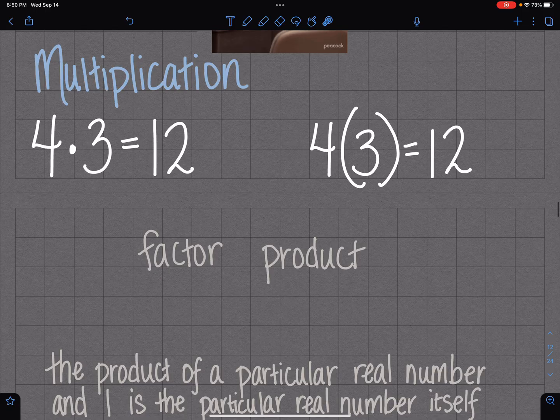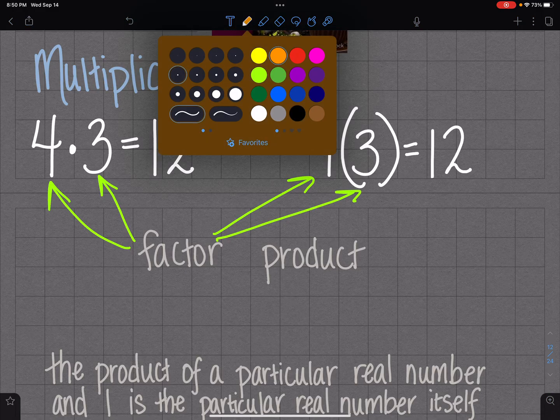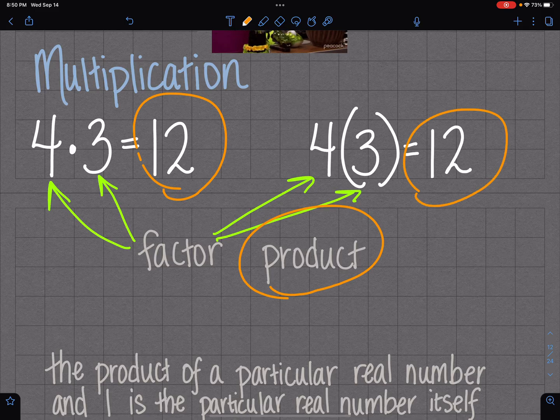All right, multiplication. What do we need to know here? This is easy. There are two main vocabulary words: a factor and a product. The factors are the things that you're multiplying together. So these are all factors, and you can write it differently, of course. The product is the answer that you get when you multiply. So this is a product, and so is this.